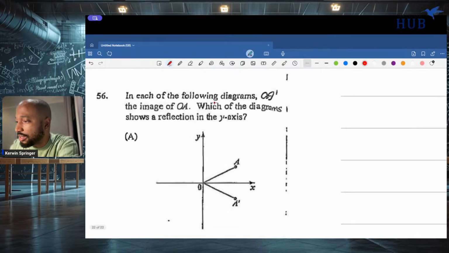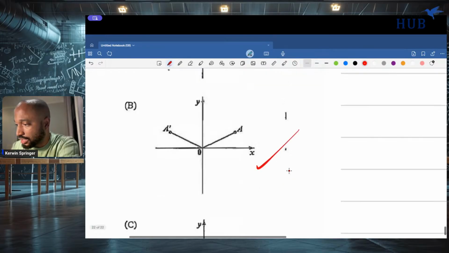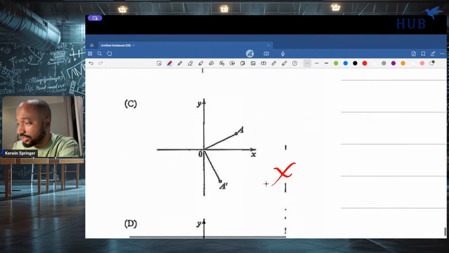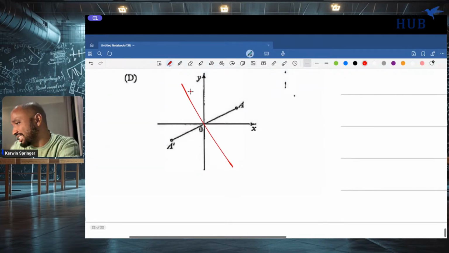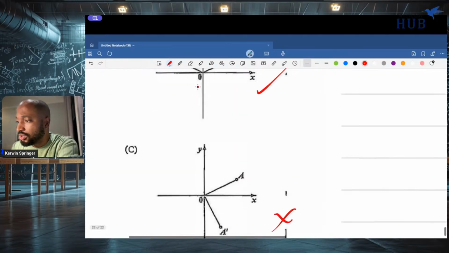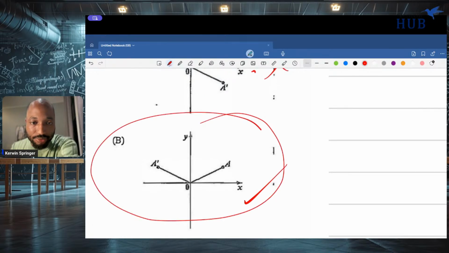In each of the following diagrams, OA, the image of OA, which of the following shows a reflection in the y-axis? So this is the object, that's a reflection in the x. This is a reflection in the y-axis. This is, I don't know what that is. That's a rotation. This is a reflection in the line y is equal to negative x or some kind of thing. Or not even negative x, the gradient looks a little off. So the answer is B. We move on with the course of our life.